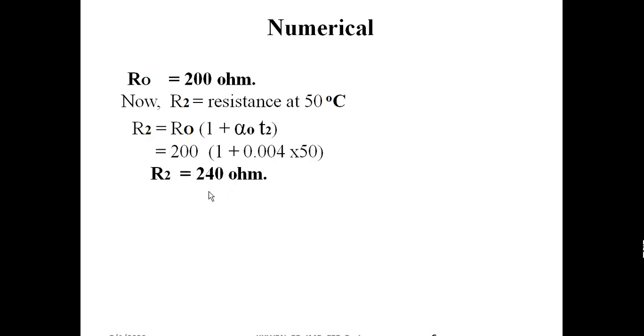In this way, we can calculate the value of resistance at different temperatures, or we can also calculate the value of alpha 0 if we know the values of RT and R0. By solving these two numericals on your own, I am sure that you will definitely understand problem solving on the temperature coefficient of resistance and the effect of temperature on resistance. With this we will conclude today's lecture. Thank you.